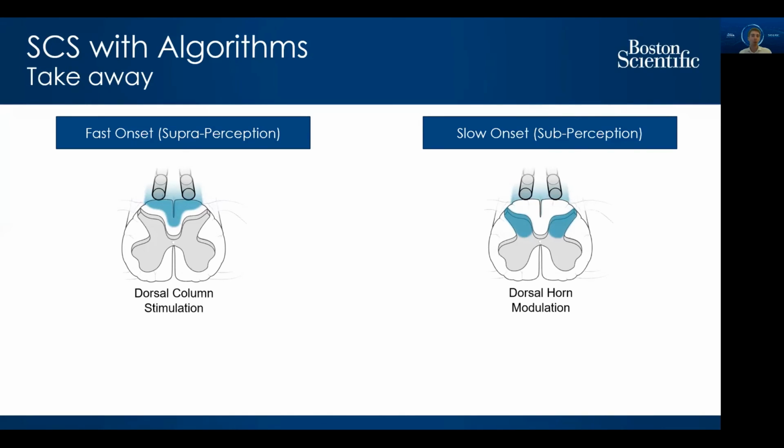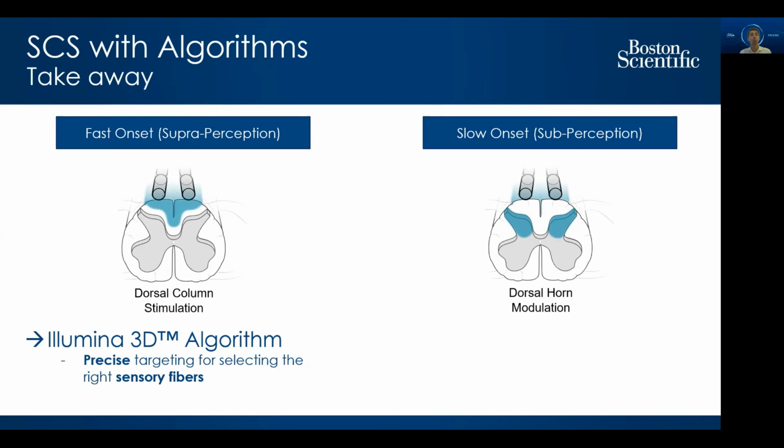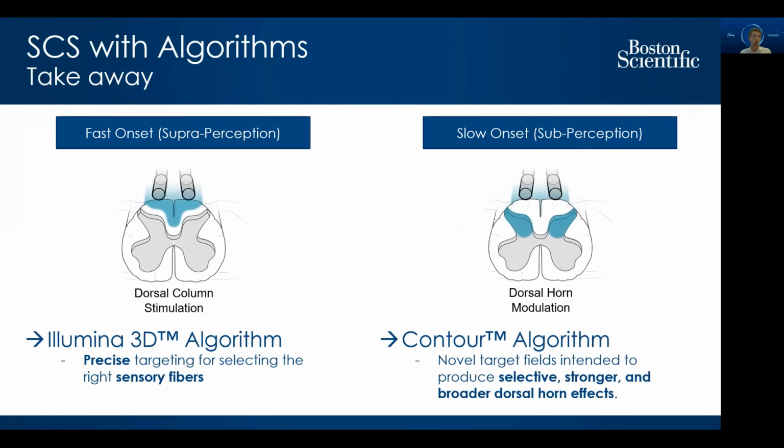So it's all about how can we optimize the interface with the right target to deliver the therapy. Illumina 3D is basically designed to precisely target the dorsal columns in paresthesia-based therapy. And on the other hand, Contour is engineered to preferentially engage the dorsal horn in sub-perception. So neural targeting is one aspect of SCS, but there are also other considerations, such as the neural dose we deliver through our electrodes.